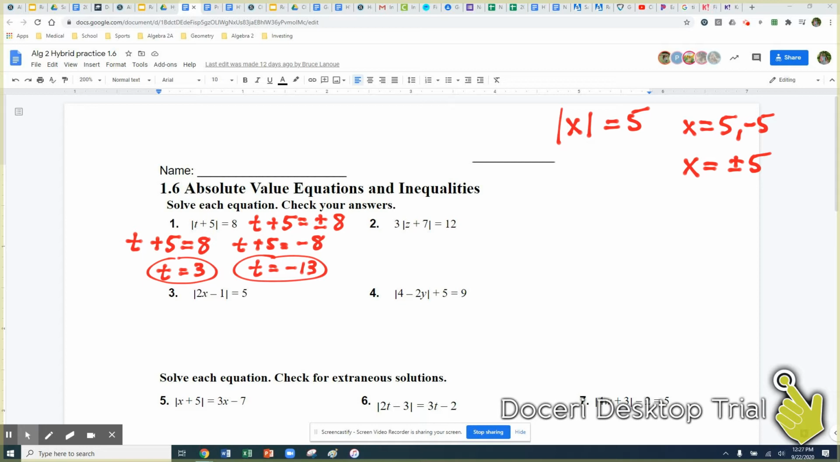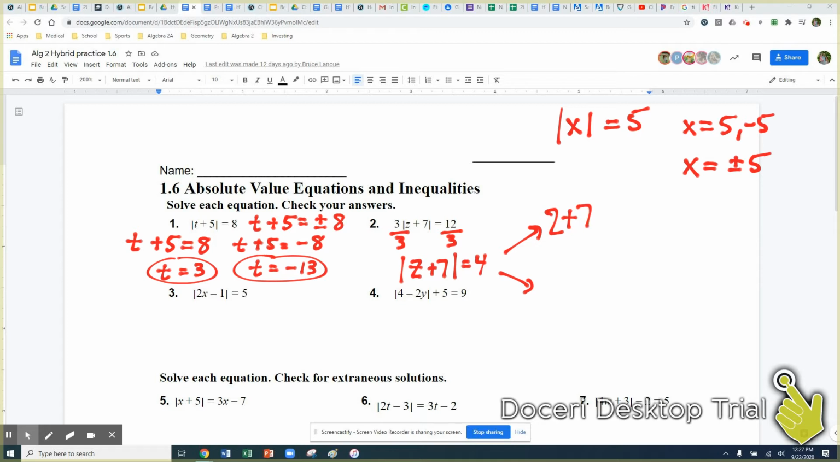We can't make our equations until we get to the point where absolute value is alone. Like on number 2, we do have to get rid of that 3 that's up in front. So 3 right now is multiplying my absolute value, so I'm going to do the inverse of multiplying. I would divide, which is going to give me z plus 7 equals 4. Now I'm ready to set up my two equations.